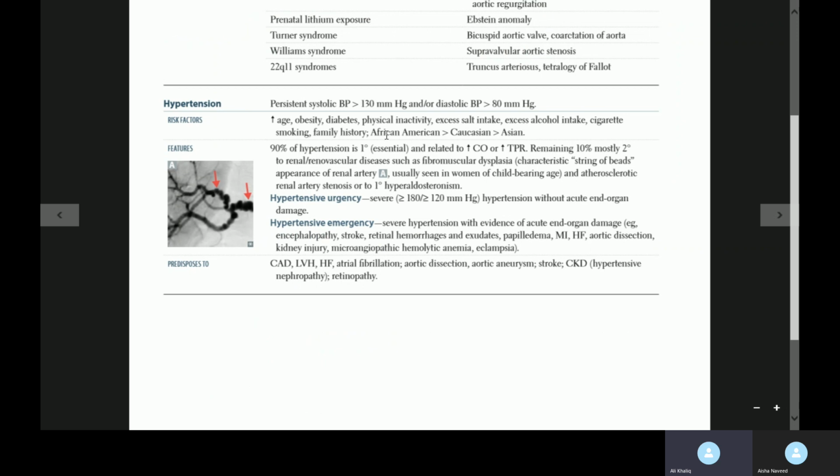So it means that blacks have the highest risk of hypertension. Okay, black, then white, and then Asians. So black, white, and brown, like this.